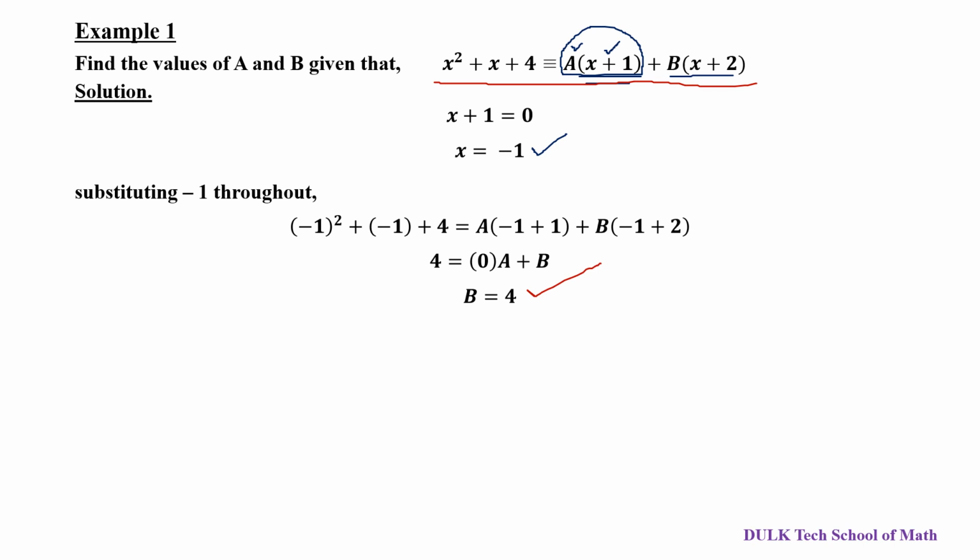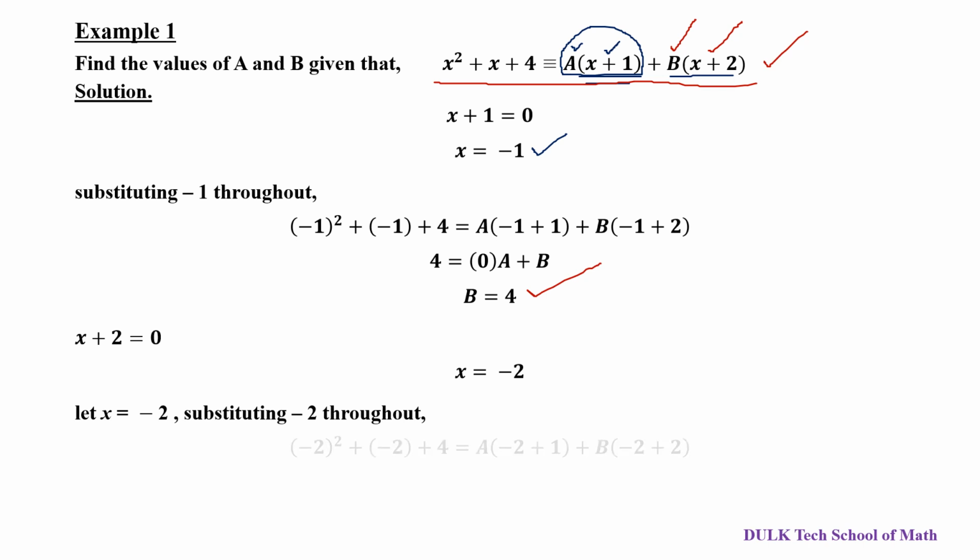Now we can also do the same. Right, now we are eliminating b. So to eliminate b, the factor of b must be 0. So let's equate the factor of b to 0. We are saying x plus 2 is equal to 0. Let's solve for x. x is equal to minus 2. Now let's substitute minus 2 throughout in the original identity.